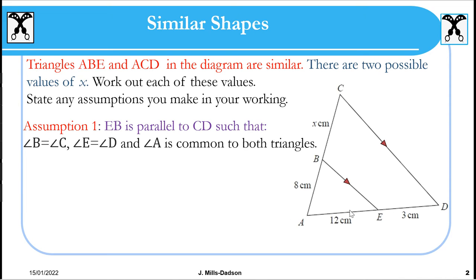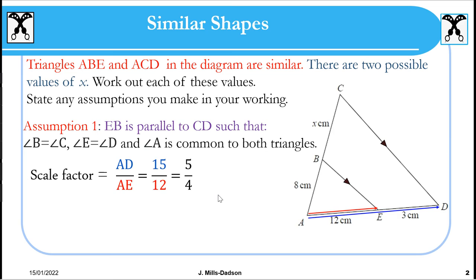When that happens, you can do your normal way of working out your scale factor, whereby 12 corresponds to this line 15, and 8 corresponds to the whole line. So we can work out the scale factor by dividing the full length of AD by AE. So we have 5/4. To work out x, because x is part of AC, we work out full AC and take 8 from our answer.